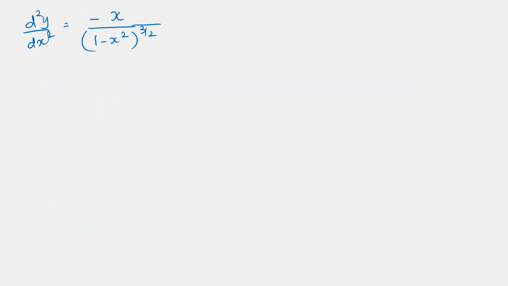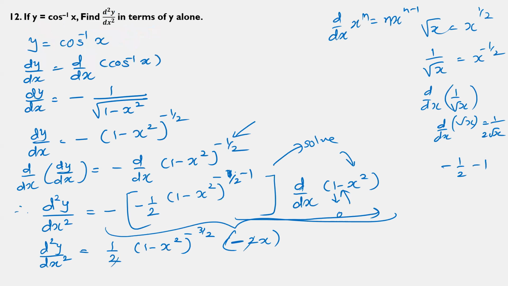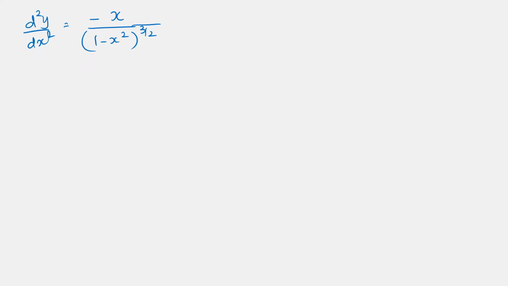Because it was minus 3 by 2, I wrote it in the denominator. Since the question says that I have to find d2y by dx2 in terms of y alone, I should not have this x at all in this answer. I need to remove all this x. From where should I remove?